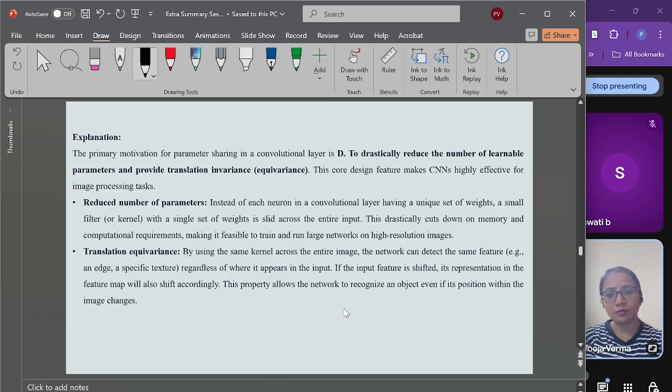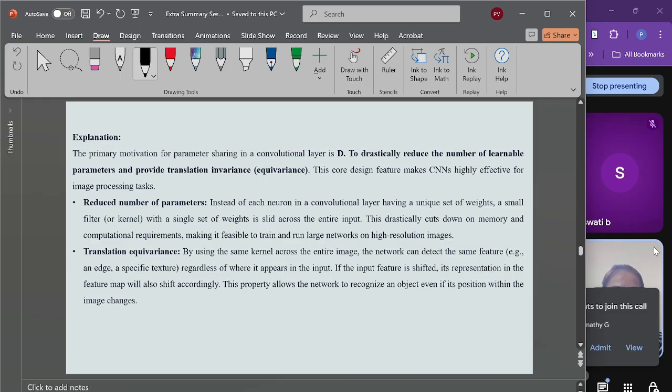So what is our motivation to share the parameters in the convolution layer? Our first motive is to reduce the number of parameters. Instead of each neuron in a convolution layer having a unique set of weights, a small filter, or you can say kernel, with a single set of weights is slid across the entire input. This drastically cuts down the memory and computation requirements, making it feasible to train and run large networks on high-resolution images.